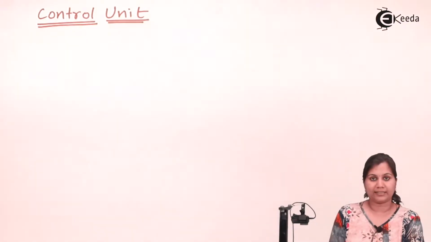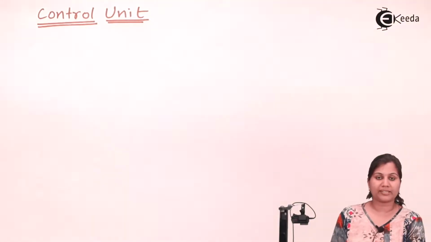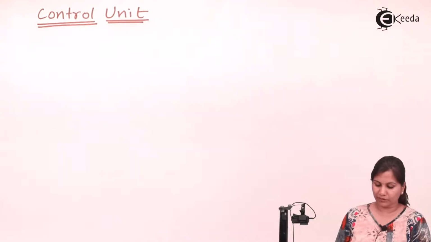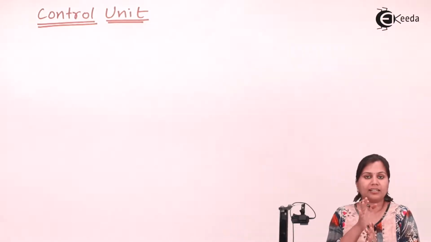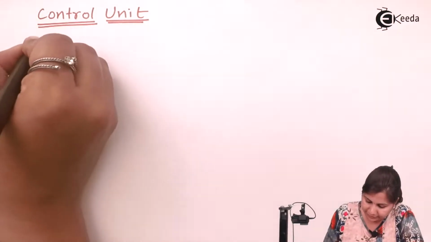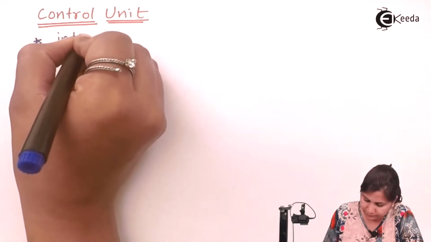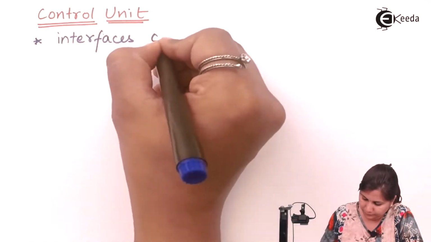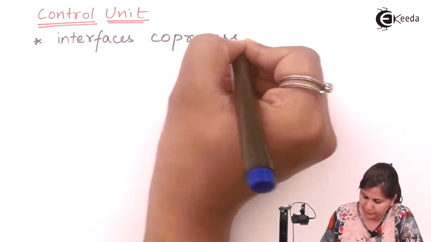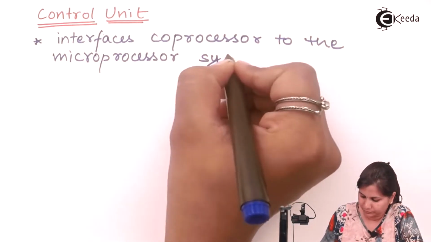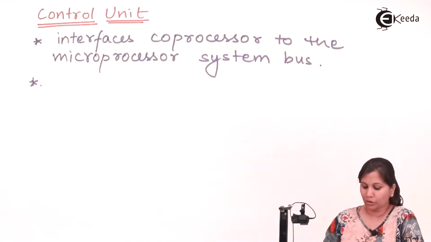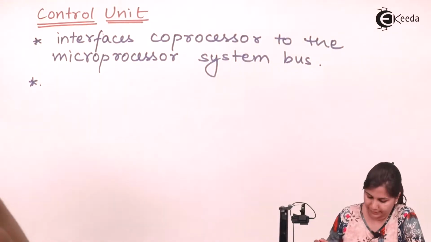So as I have said, it is the communication between the processor and the microprocessor 8086. So we can say that it is acting as an interfacing part. Okay, an interface is the communication link. So we can say that it interfaces the coprocessor to the microprocessor. Also, it synchronizes all the operations of the coprocessor and the microprocessor.